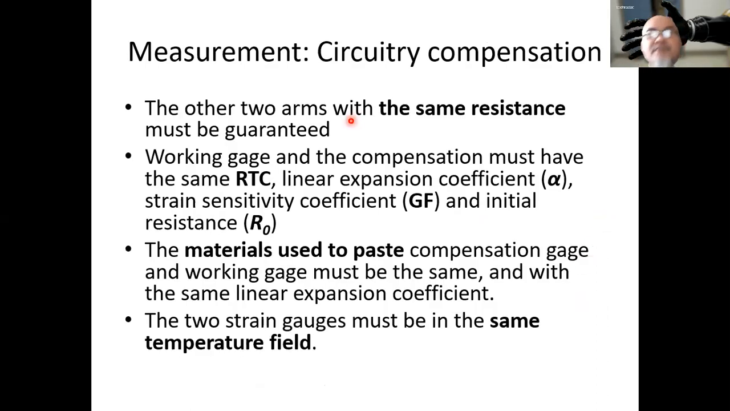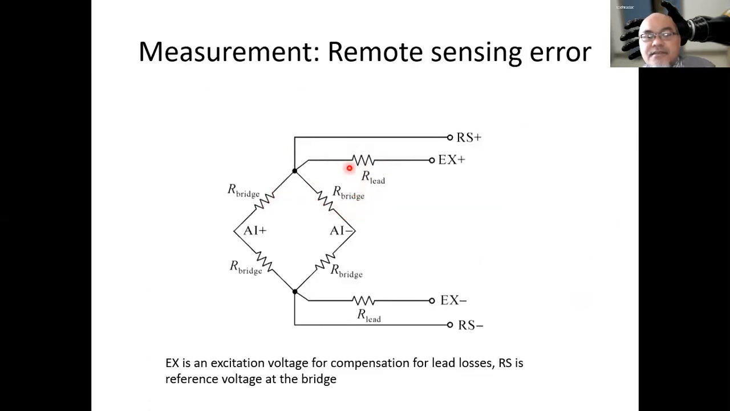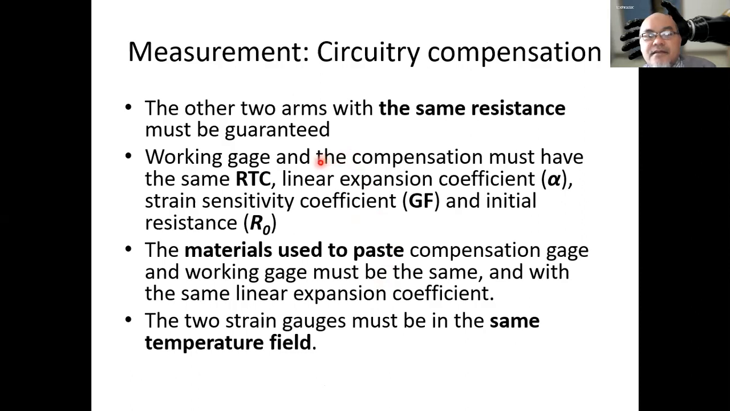The other two arms with the same resistance must be guaranteed. The working gauge and the compensation gauge must have the same resistance temperature coefficient, the coefficient of resistance change due to temperature change. They also have to have the same linear expansion coefficient, alpha, the same gauge factor, the strain sensitivity coefficient, as well as the same initial resistance R0.